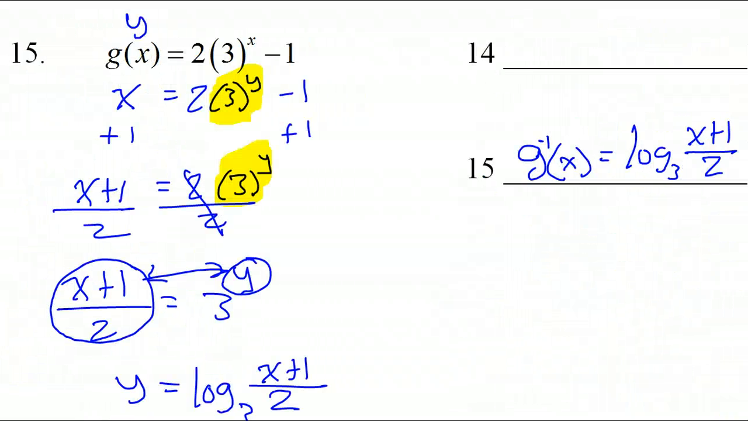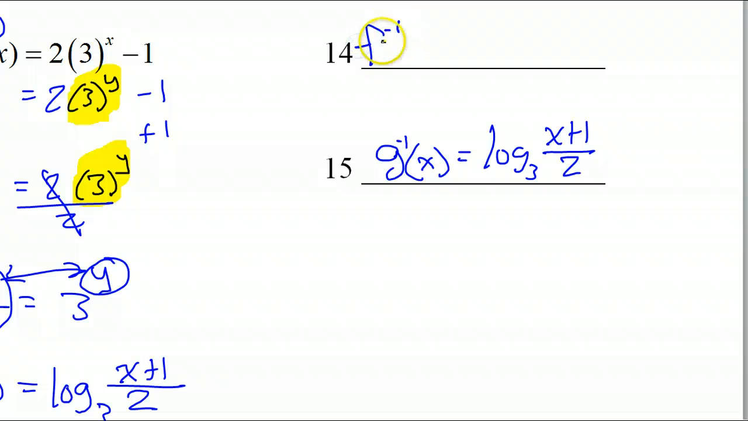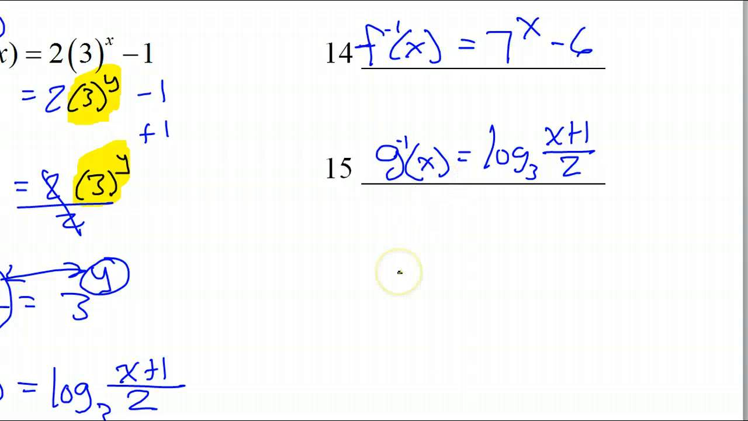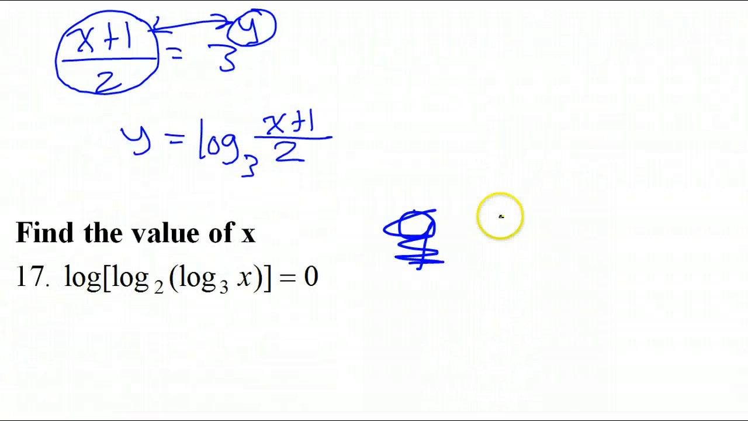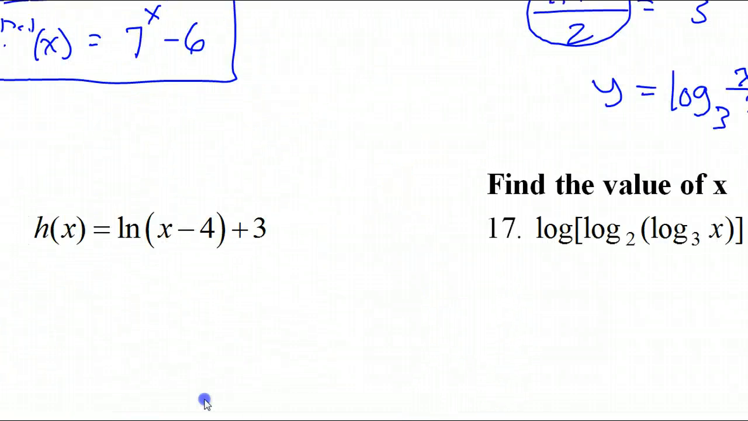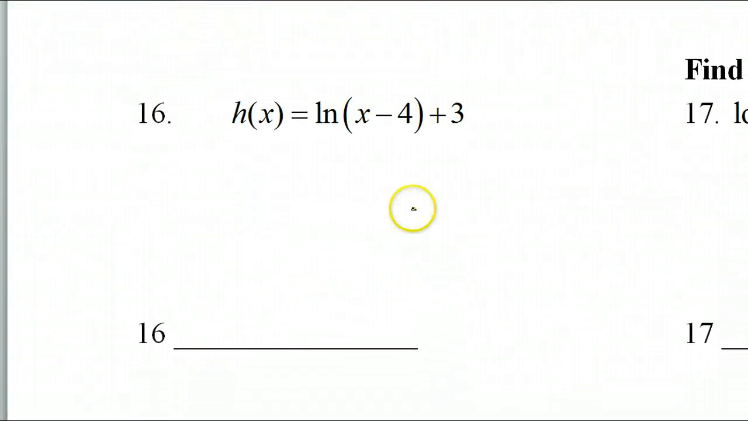See, 7 to the x power minus 6. F inverse is equal to 7 to the x power minus 6. Yeah, that's right. I said it. Be helpful, not hurtful. That's what I always say. Alright, which one was that?